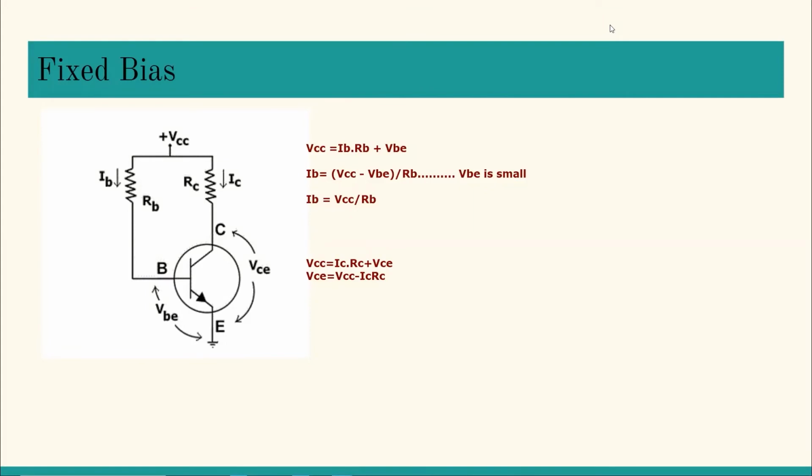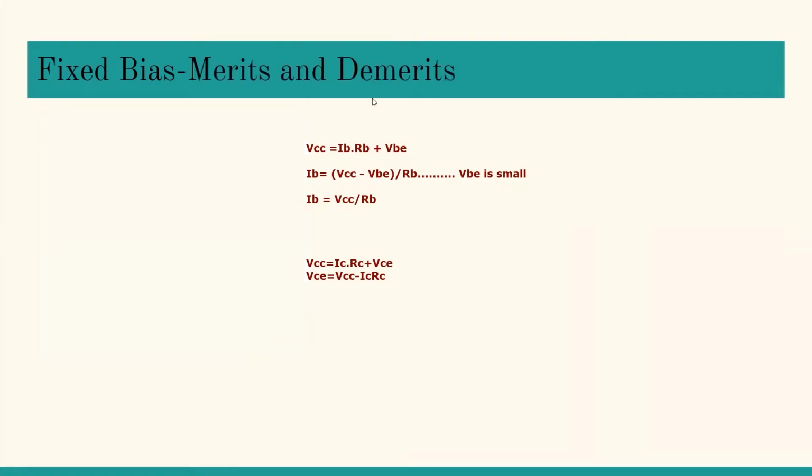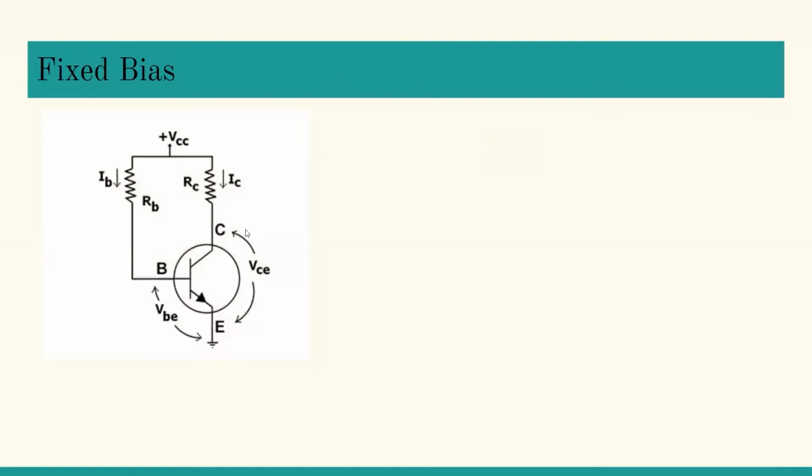This particular circuit, the fixed bias circuit, has certain merits and demerits. We'll see that. And the merits are, as you can see over here, a minimum amount of components are required. Only two resistances are required, right? Very few components, that is only two resistors, RB and RC, and a battery. And one more important merit is that you can easily fix the operating point anywhere in the active region. We found VCE and IB very easily, right?